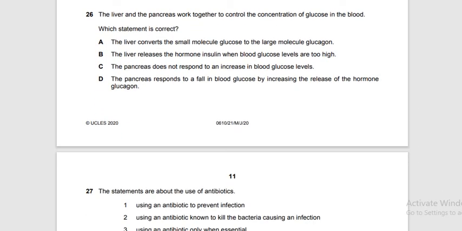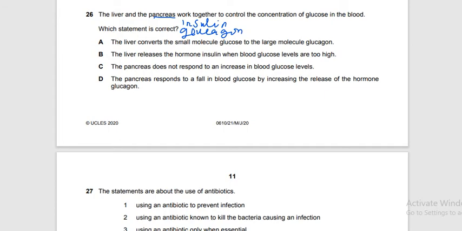26. The liver and the pancreas work together to control the concentration of glucose. Yes. Because the pancreas produces a hormone called insulin. When the blood glucose concentration is high, the insulin will help to convert glucose to glycogen for it to be stored in the liver. And when the blood glucose level is low, the pancreas will now produce glucagon, which will help to convert the stored glycogen back to glucose. So which statement is correct? The liver converts small molecules of glucose to large molecules of glucagon.